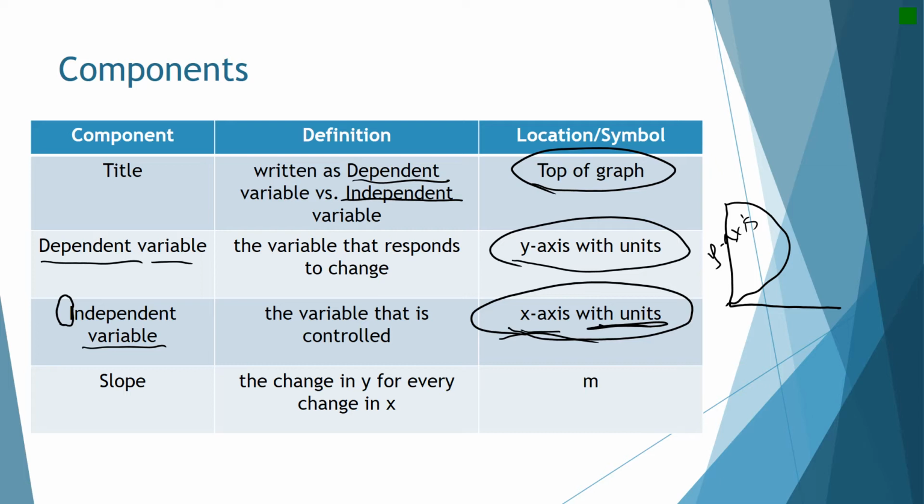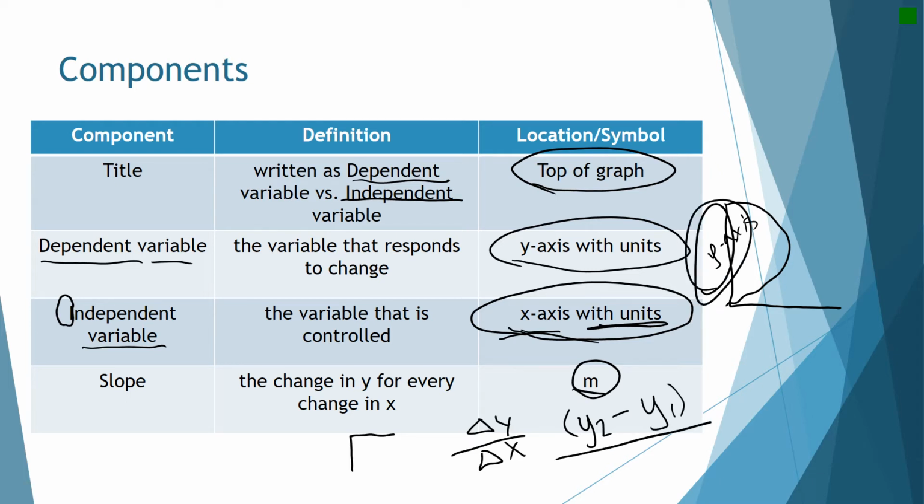The slope is the change in y for every change in x. Its symbol in an equation is m, and it is the rise over the run, or the change in y over the change in x. So you need to find two data points. Let's say y2, and then you subtract y1 from it. Remember, these are your y's. Then you divide by x2 minus x1.